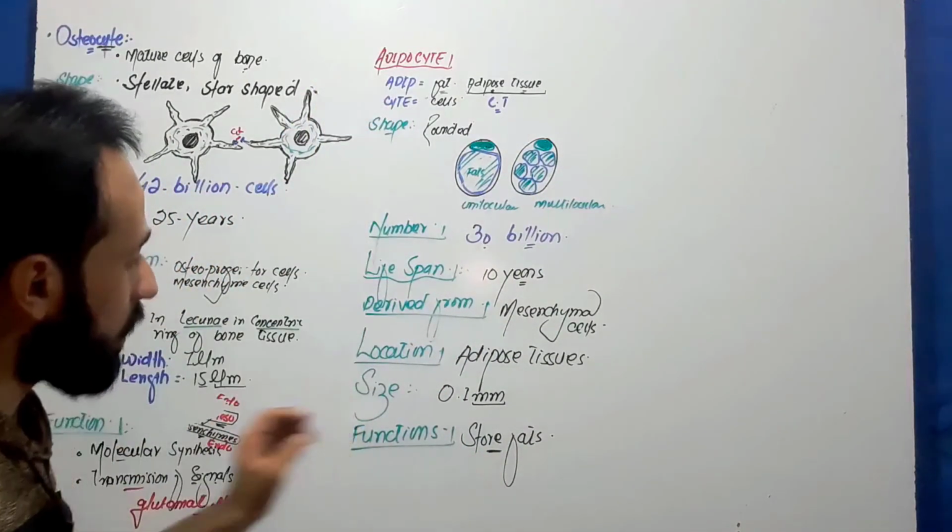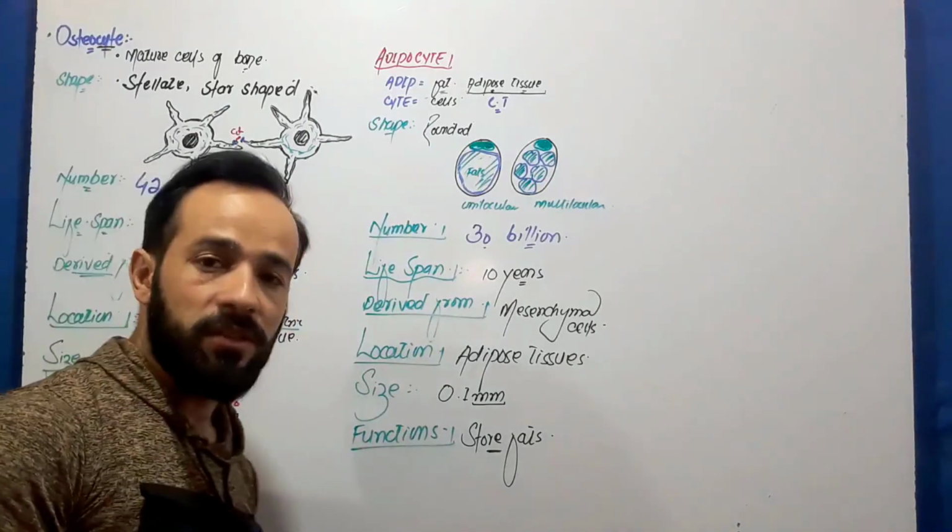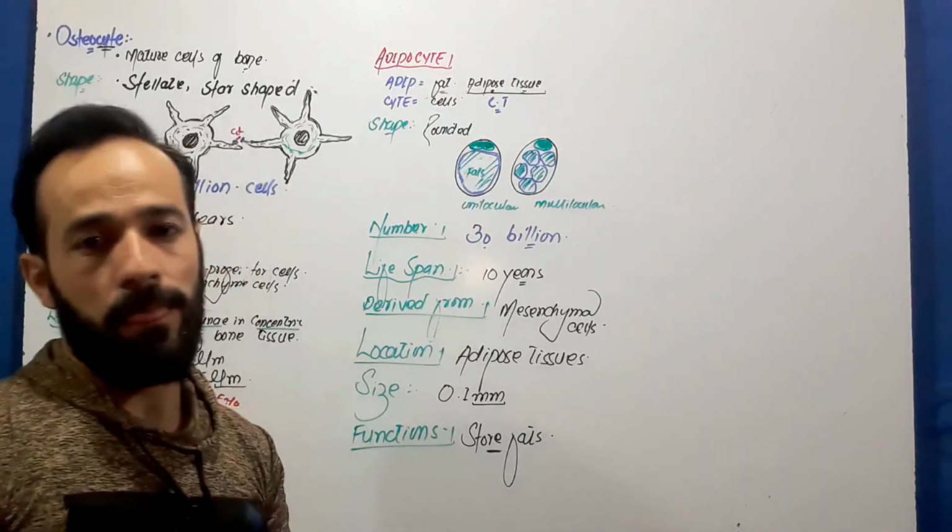So friends, this was about the adipocyte. Now in the next lecture we will go towards the next type of connective tissue cell.